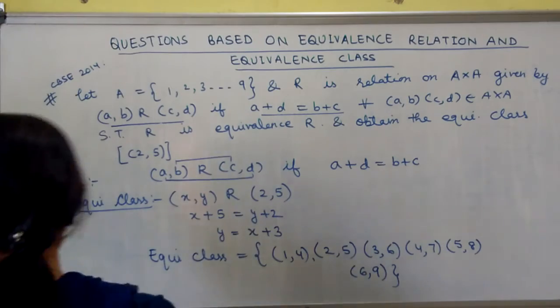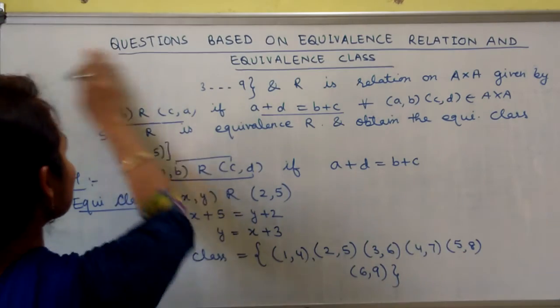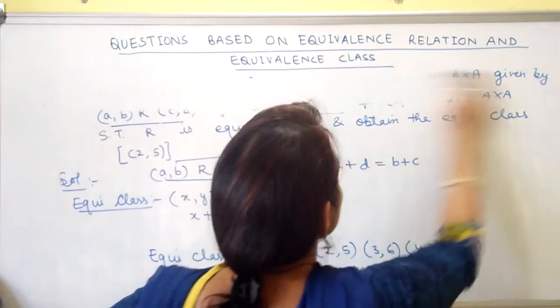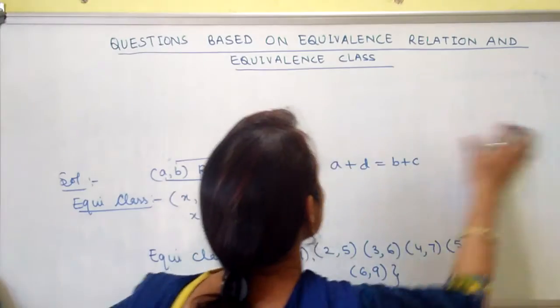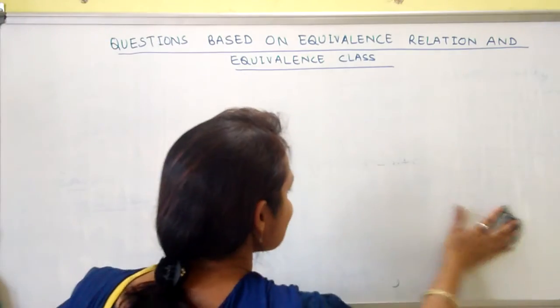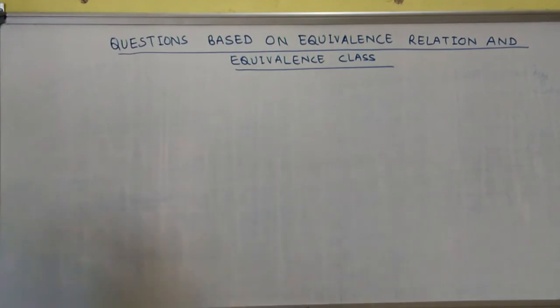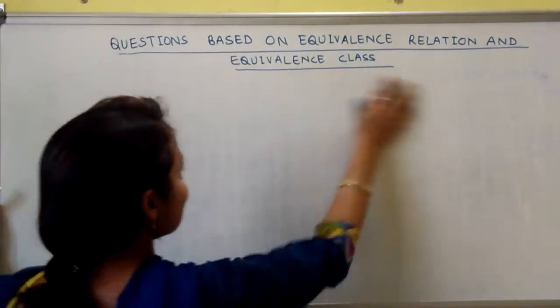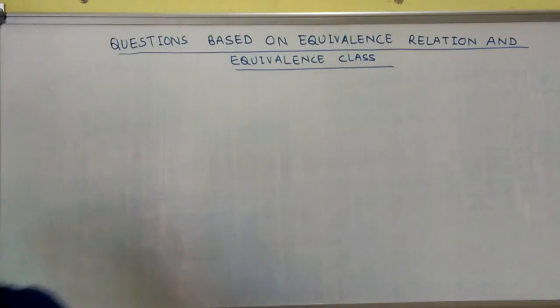Now one small question which came in the CBSE exam this year also: how to find the equivalence class. There is a 1 or 2 marks question based on the equivalence class. The question is very simple, from your NCERT example problem. R is an equivalence relation.